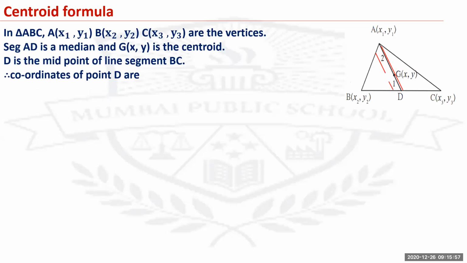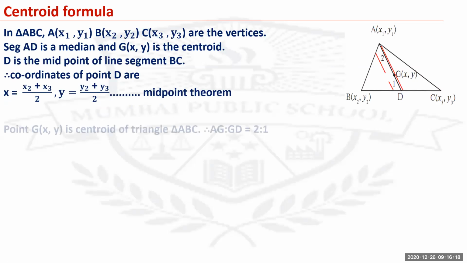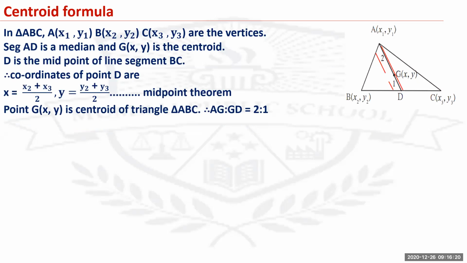Therefore, coordinates of point D are, now here you are going to apply the midpoint property. Instead of theorem, we'll say it's midpoint formula: x equals x2 plus x3 upon 2, y equals y2 plus y3 upon 2. Therefore, G (x, y) is the centroid of triangle ABC. Therefore, AG upon GD equals 2:1.